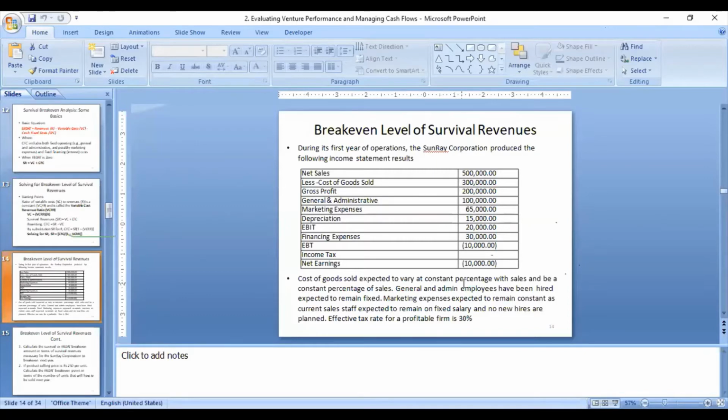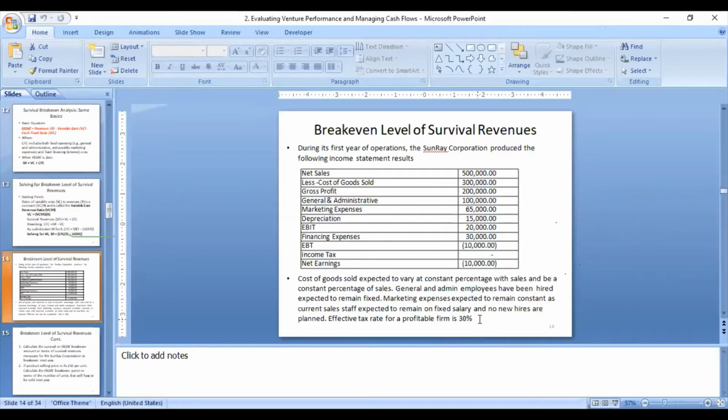Cost of goods sold is expected to vary at a constant percentage with sales. So some other information is provided. Cost of goods sold is expected to be a constant percentage of sales, so you can use that when calculating. General and administration employees have been hired and are expected to remain fixed. So there is no variation; that is fixed. Marketing expenses are expected to remain constant, as current sales staff are expected to remain on fixed salary and no new hires are planned. The effective tax rate for a profitable firm is 30%.